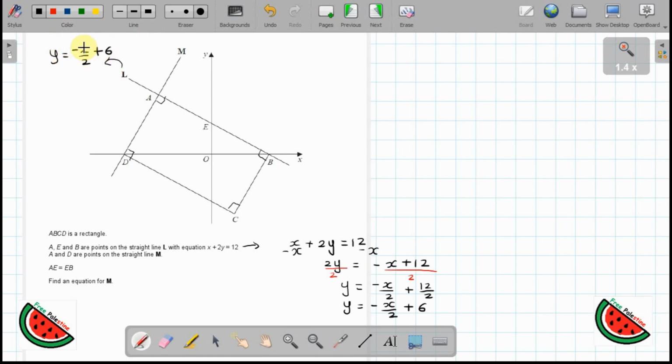So I know the value of the gradient, and I also know the coordinates of E, which is the y-intercept, which is 0, 6. So that's my first step.